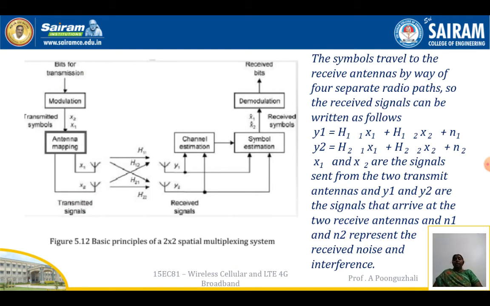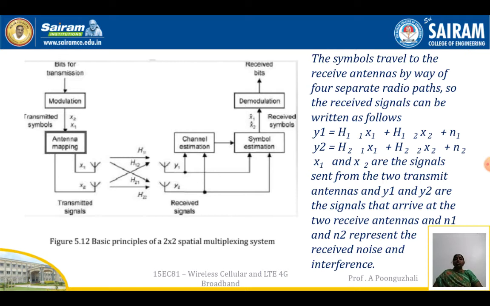Now we are going to see the basic principle of a 2 cross 2 spatial multiplexing system. We take the bits for transmission, and those bits are modulated. After modulation, we transmit the symbols, represented as x1 and x2, which are mapped to the antennas and then transmitted. Here we have H11, the channel gain for receiver 1 with transmit antenna 1.